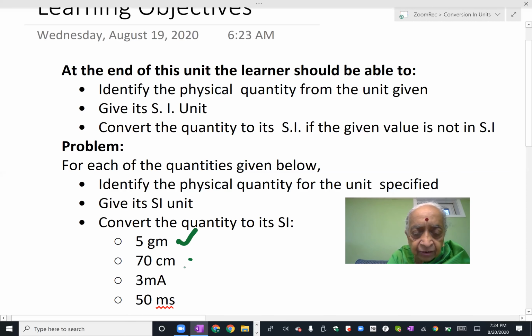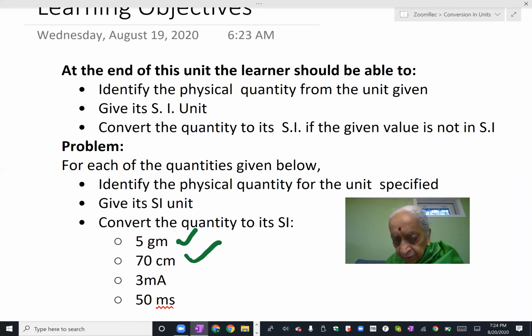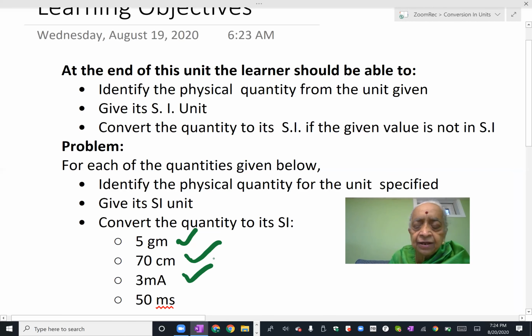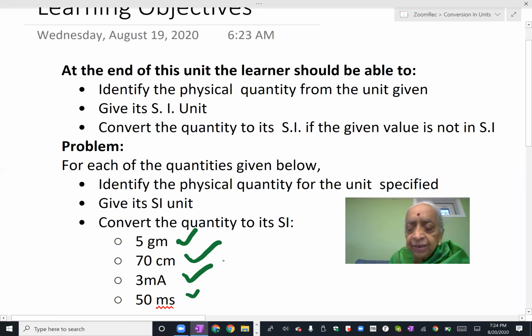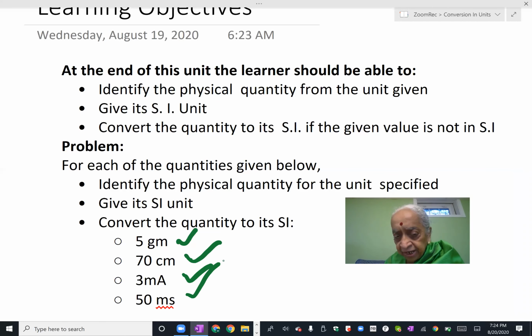The quantity that is represented by 70 centimeter is some length, distance between 2 points. And then the 3 mA represents 3 milliampere. As the name goes, it is the unit of some current, some small current. And then 50 milliseconds, second itself, you know, is a time unit. Therefore, 50 milliseconds is a unit of time. So I have identified that 5 gram is mass, 70 centimeter is length, 3 milliampere is current, and 50 milliseconds is time.